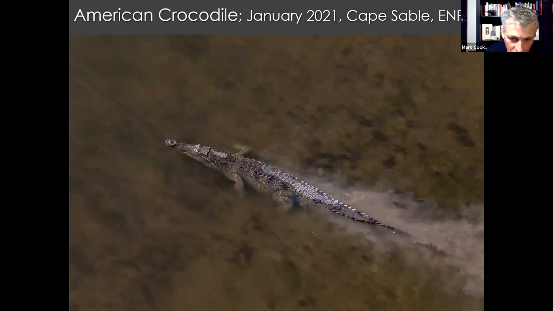American crocodiles are a flagship species, an indicator of brackish conditions in the bay. These require about 50% salt water, 50% fresh water. They don't like their water too salty. The nest success and growth are just so much better when there's fresh water flowing into the bay.